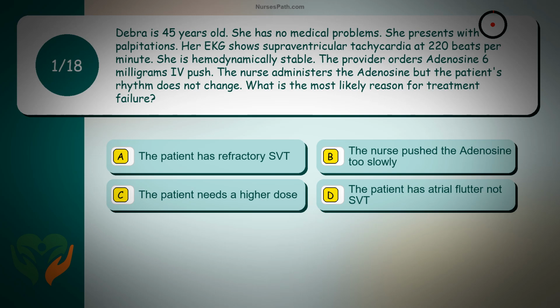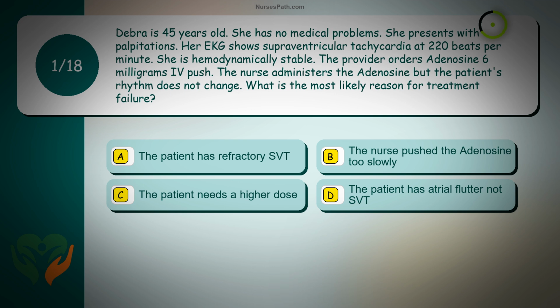Question 1. Deborah is 45 years old. She has no medical problems. She presents with palpitations. Her EKG shows supraventricular tachycardia at 220 beats per minute. She is hemodynamically stable. The provider orders adenosine 6 mg IV push. The nurse administers the adenosine but the patient's rhythm does not change. What is the most likely reason for treatment failure?